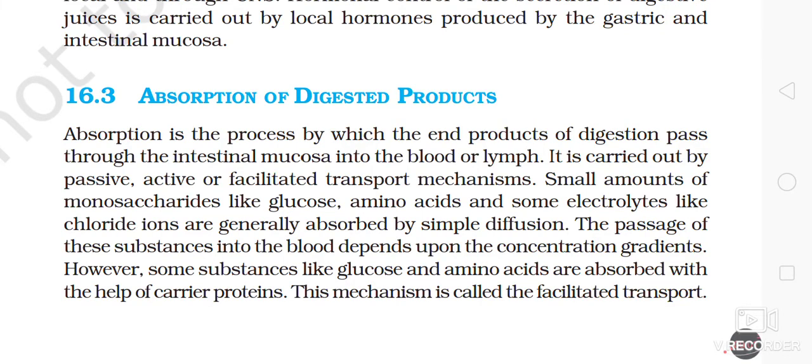Part 3, Digestion and Absorption. 16.3, Absorption of digested products.